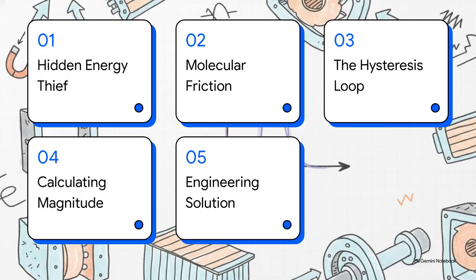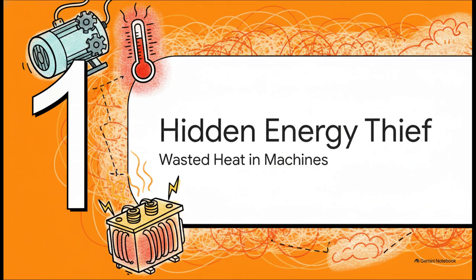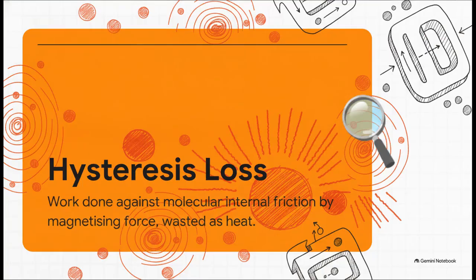Real quick, our agenda for today covers the hidden energy thief. Then we'll check out molecular magnets and friction, the hysteresis loop itself, how we actually calculate that magnitude, and finally, the engineering solution. All right, Section 1, the hidden energy thief. Whenever you're running electrical machines, like transformers, motors, that sort of thing, you know they get hot. And that heat isn't just an annoyance, it's actually a massive waste of energy. But where is it coming from?